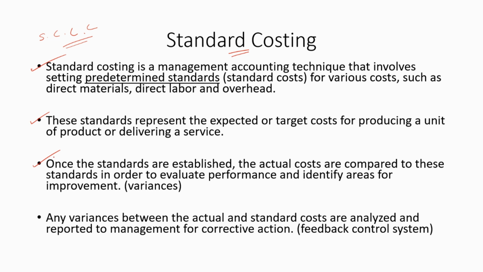Once the standards are established, the actual costs are compared to these standards in order to evaluate performance and identify areas for improvement. This is known as the variances. Any variances between the actual and standard costs are analyzed and reported to management for corrective action. These are the processes of a feedback control system. We discussed feedback control systems in an earlier video.